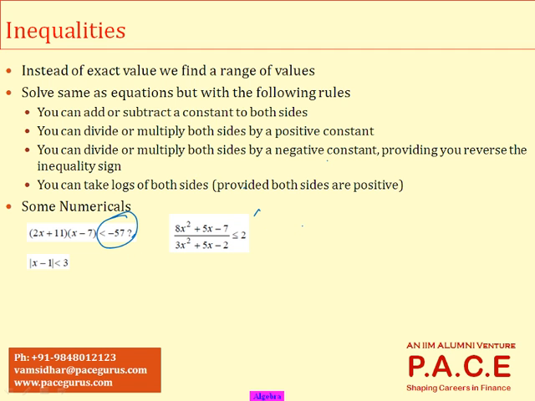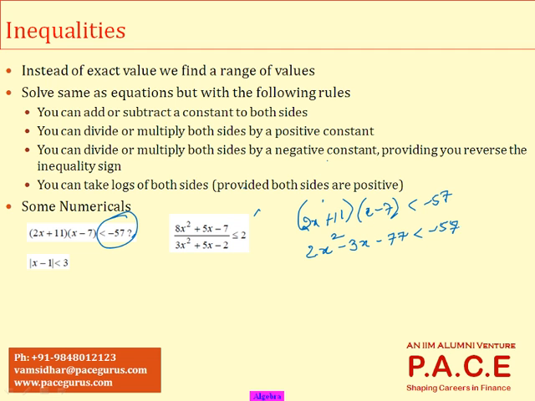Let's say we talk about this: (2x + 11)(x - 7) less than -57. Now, we do it just like any quadratic equation. Expanded, it is 2x squared minus 14x plus 11x minus 77, less than -57.